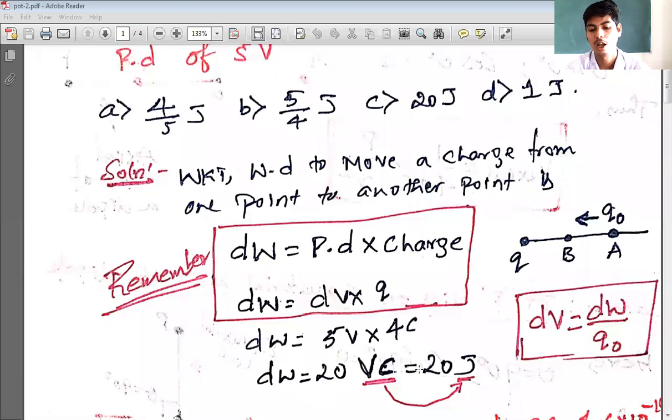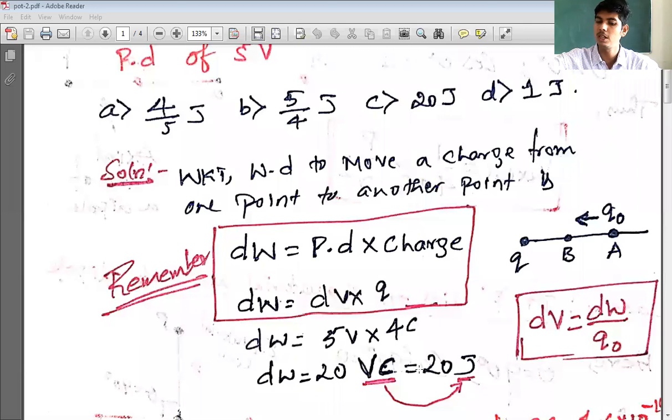Very good. Then tell me what will be the electric potential difference, I don't want work done, potential difference, if a charge is moved from infinity to a point in the electric field where potential is 5 volts. A charge is moved from infinity to some point in the electric field. Potential at that point is 5 volt. Tell me what is potential difference between that point and infinity.